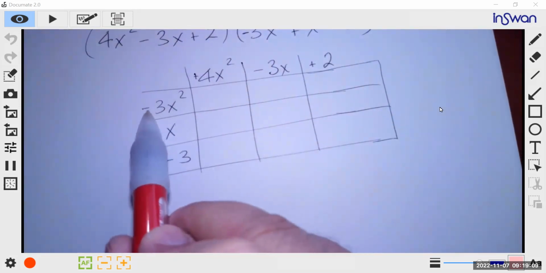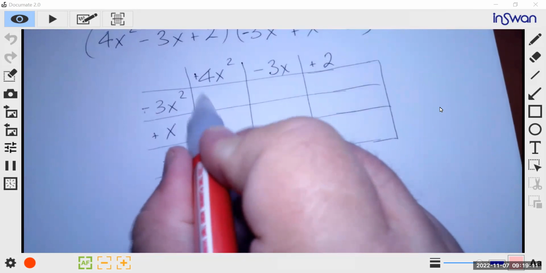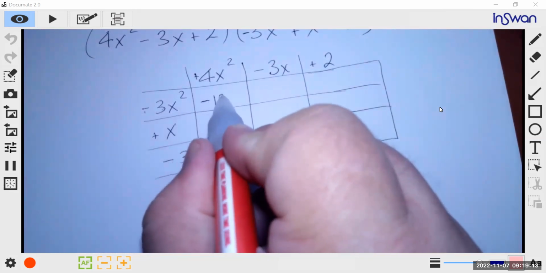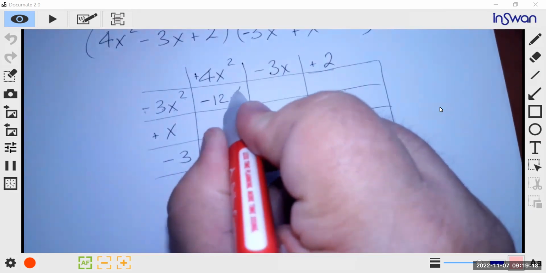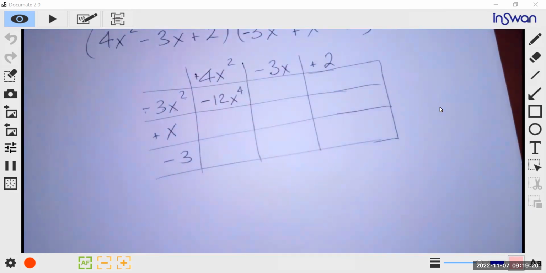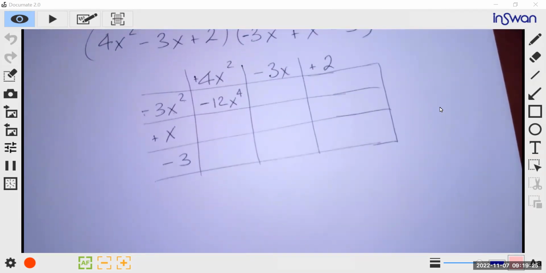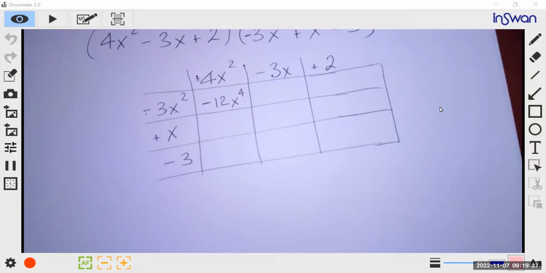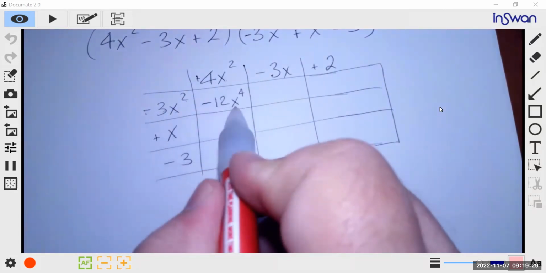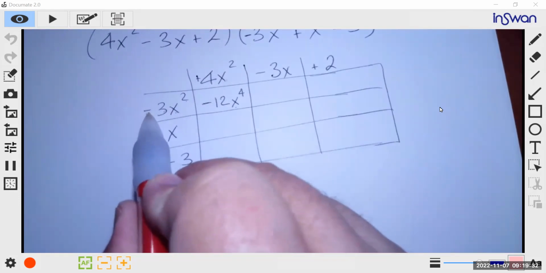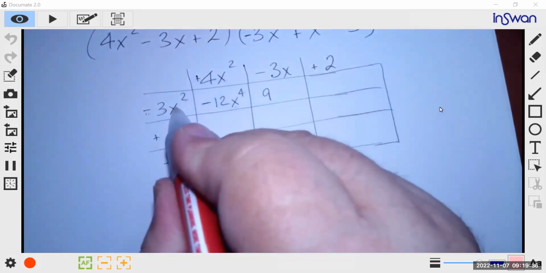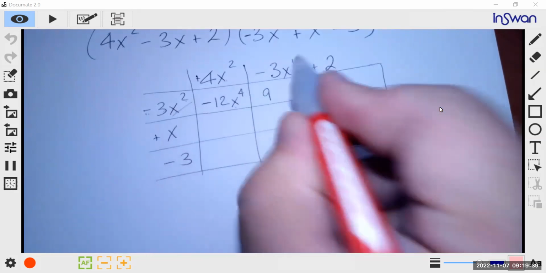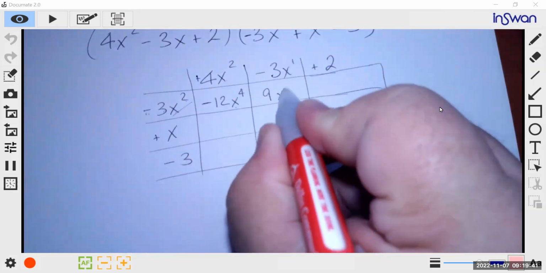So this first one's negative times positive is negative. 3 times 4 is 12. X squared times x squared, add the exponents, x to the fourth. We have 2 x's here and 2 x's, so we have 4 x's total. Next one, negative times negative is a positive. 3 times 3 is 9. I have 2 x's and I have 1 more x, so I have 3 total.